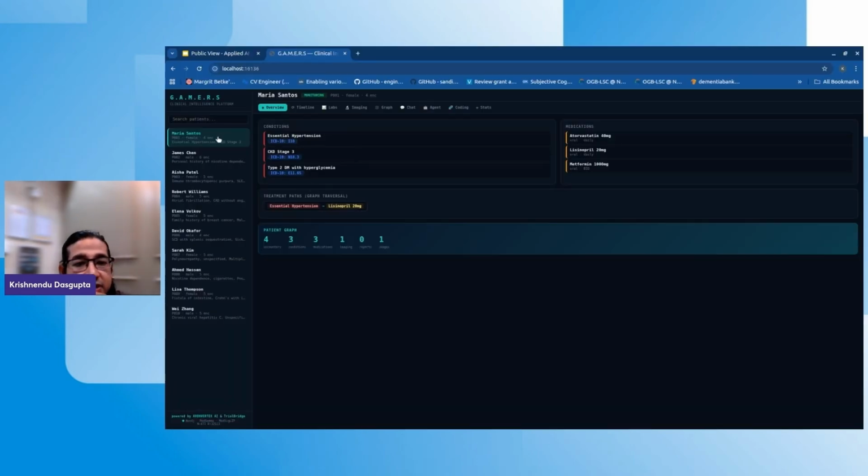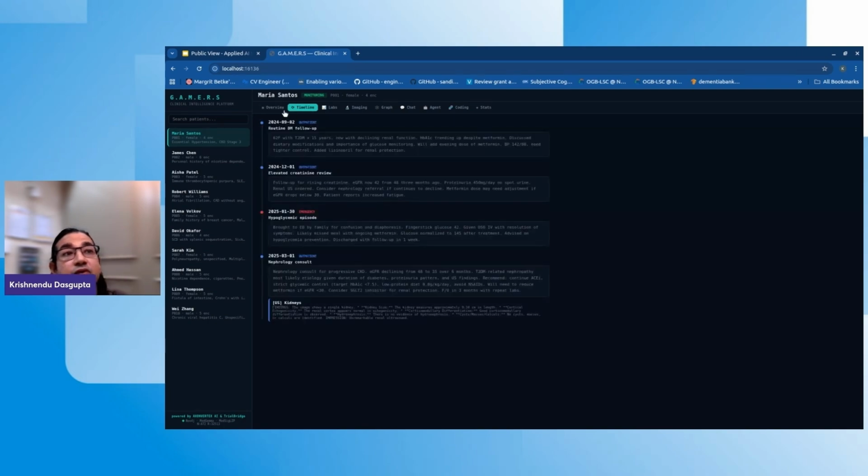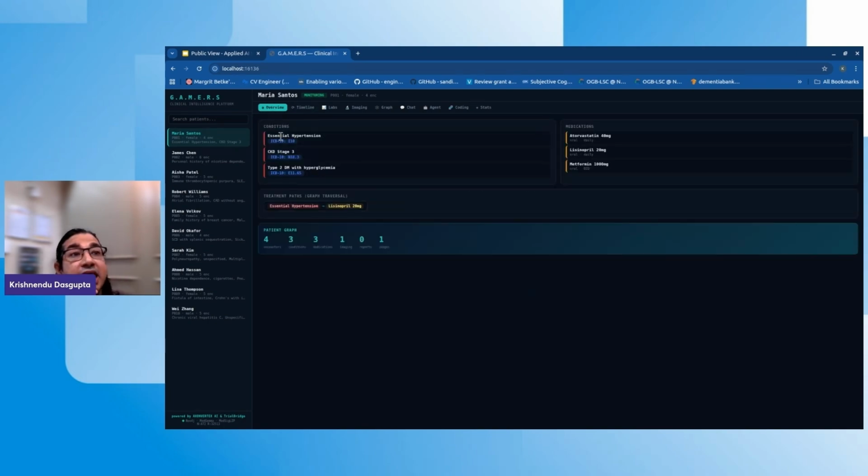As you see over here, this is what G.A.M.E.R.S stands for, and this is exactly how it looks. Over here, you can see there are patients, Maria, and you can look into the timeline. Overview is giving us the conditions the patient has been suffering from, which are specified over here. For example, essential hypertension, CKD stage 3, and the person also has type 2 diabetes mellitus with hyperglycemia. There are medications, metformin, and others. For essential hypertension, lisinopril 20 mg has been given as a treatment.